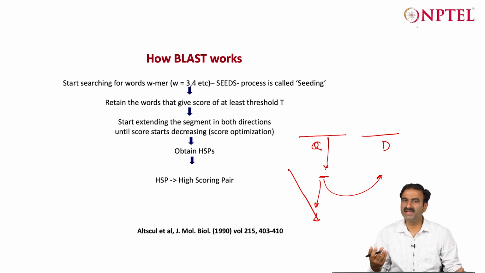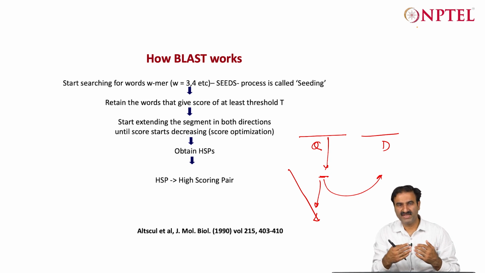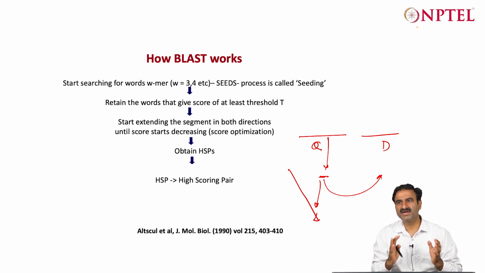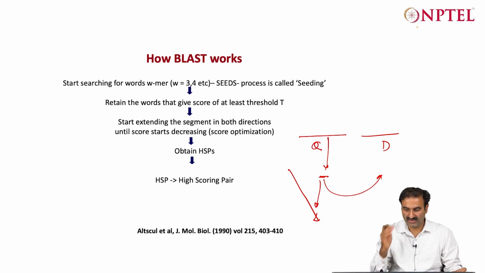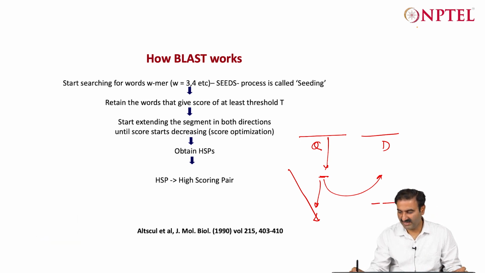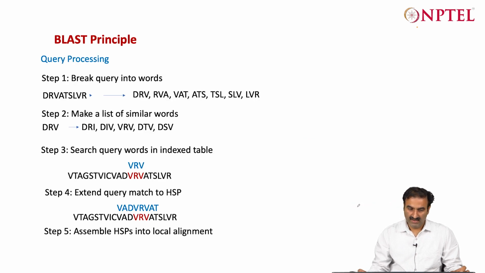Of course, while it is making the library, there could be several combinations possible, because you can change every position with all the 20 amino acids, but we will only retain those words which are above a particular threshold. When we go further, we'll understand this more. Once it has found a match, it will try to check that match in both directions. If this is found, it will try to extend this match in both directions.